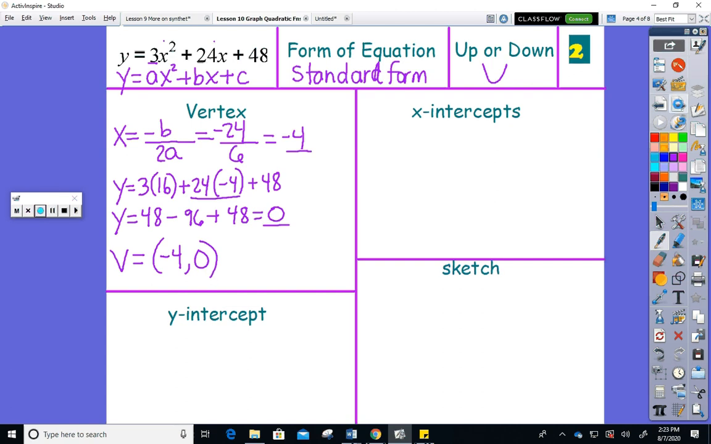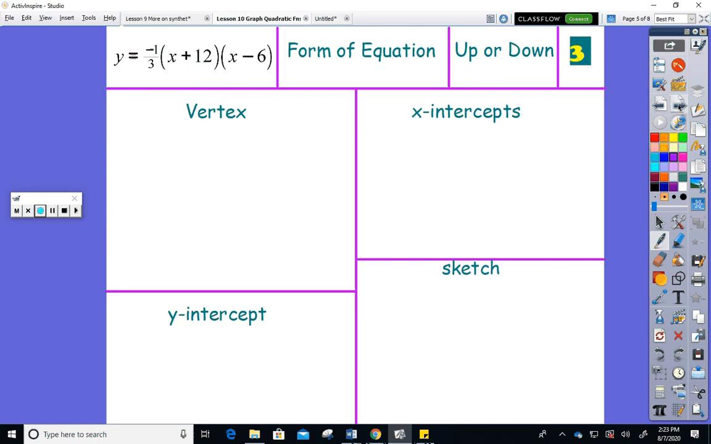Now let's go to problem 3. So do you see that this is in the form y equals a times (x minus r sub 1) times (x minus r sub 2)? Therefore, you can see that this is factored form. Now, is the parabola up or down? Well, I see that the a value is negative 1/3, so the parabola opens down.